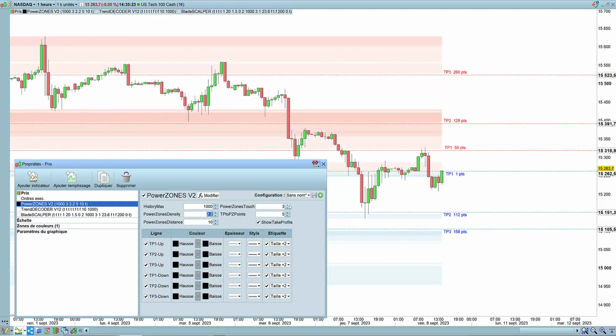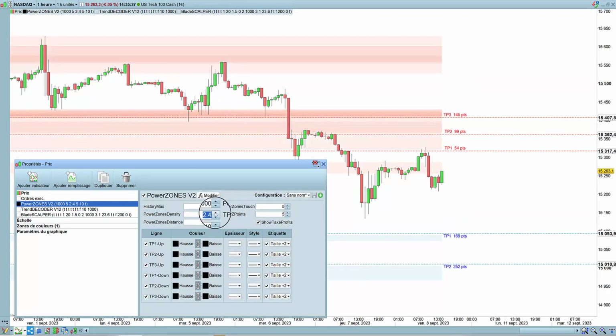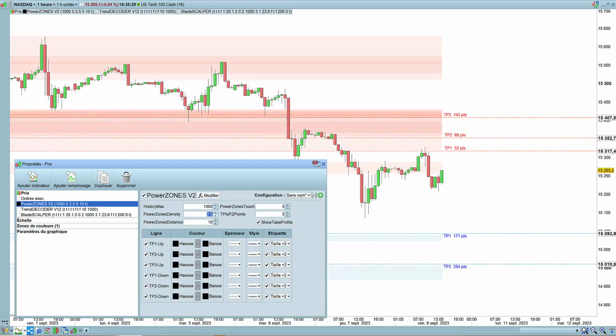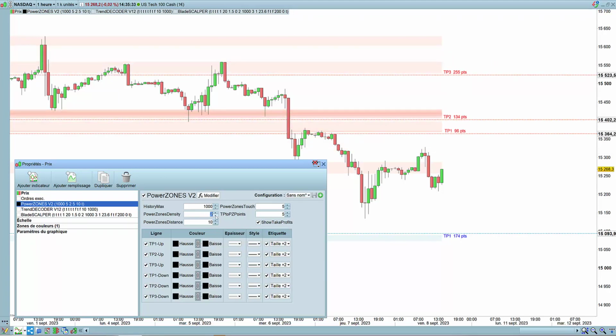With the PowerZone density, you have control over the granularity of this zone, the visual density that you will get. That is just critical information because it defines how hard and strategic the level is. In terms of probability, it tells you the probable move of the price. It will attract it like a magnet.